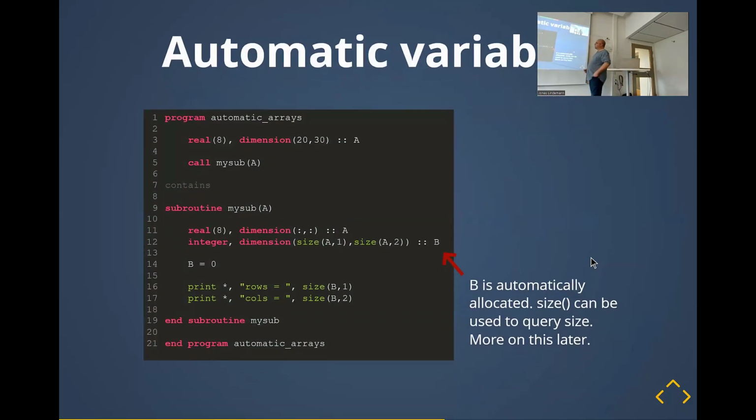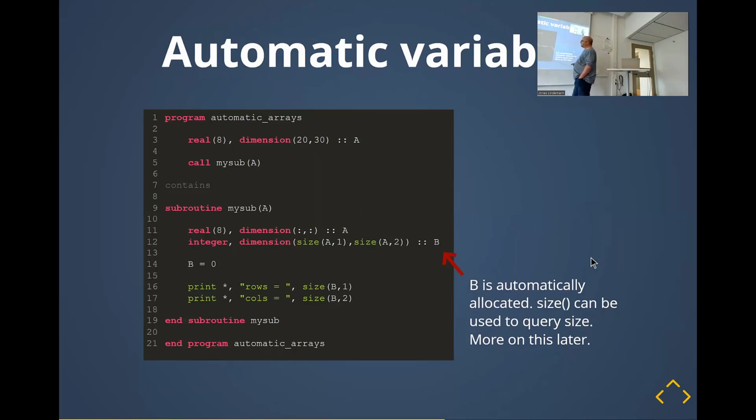So for automatic variables, I have a subroutine here, and I have an A, which is an input argument. And I want to have a second array that is the same size as A. Then you can declare something like this. Each dimension is size of A, 1, so that is the number of rows. The number of columns is size of A, 2, and then I declare B. B will be automatically allocated by Fortran.